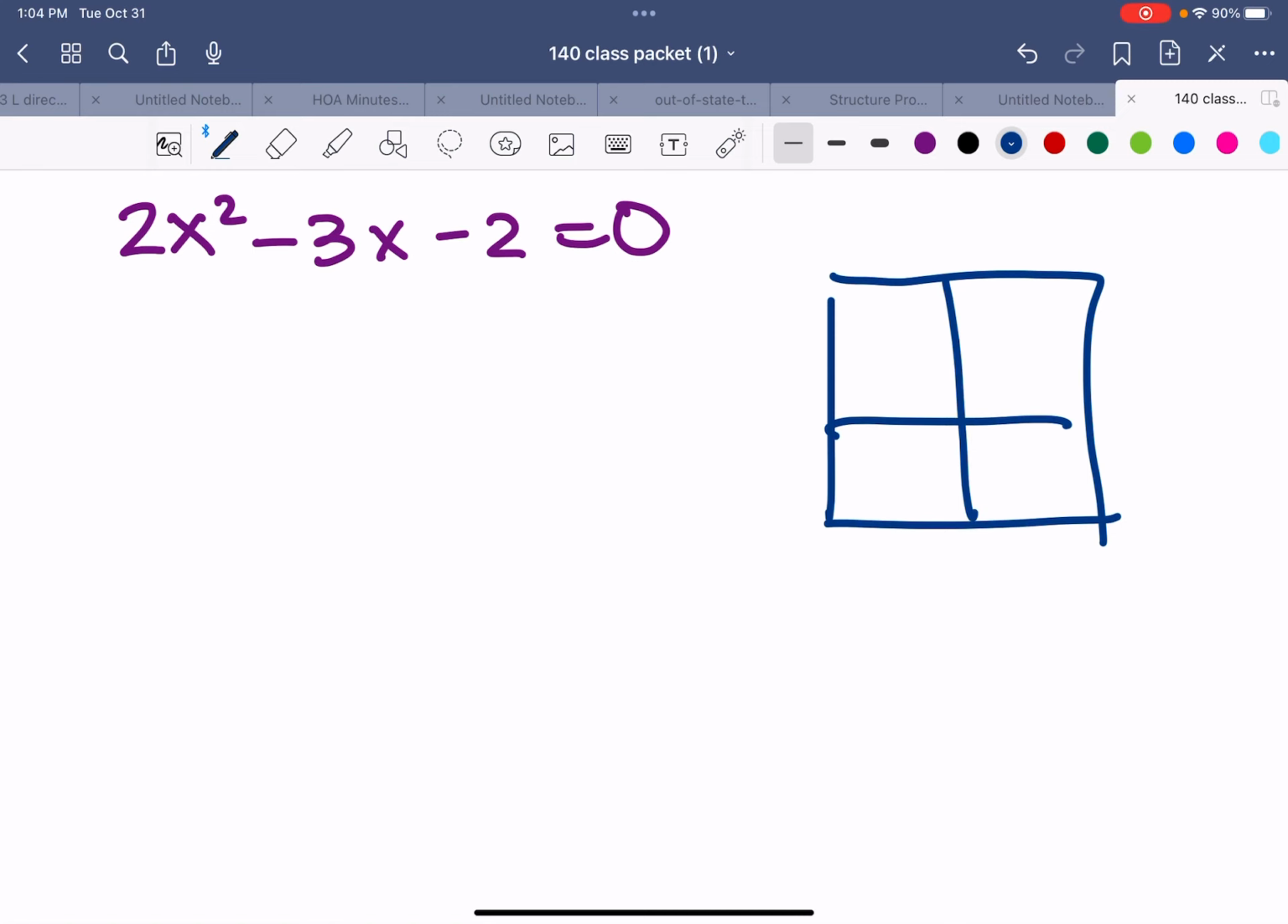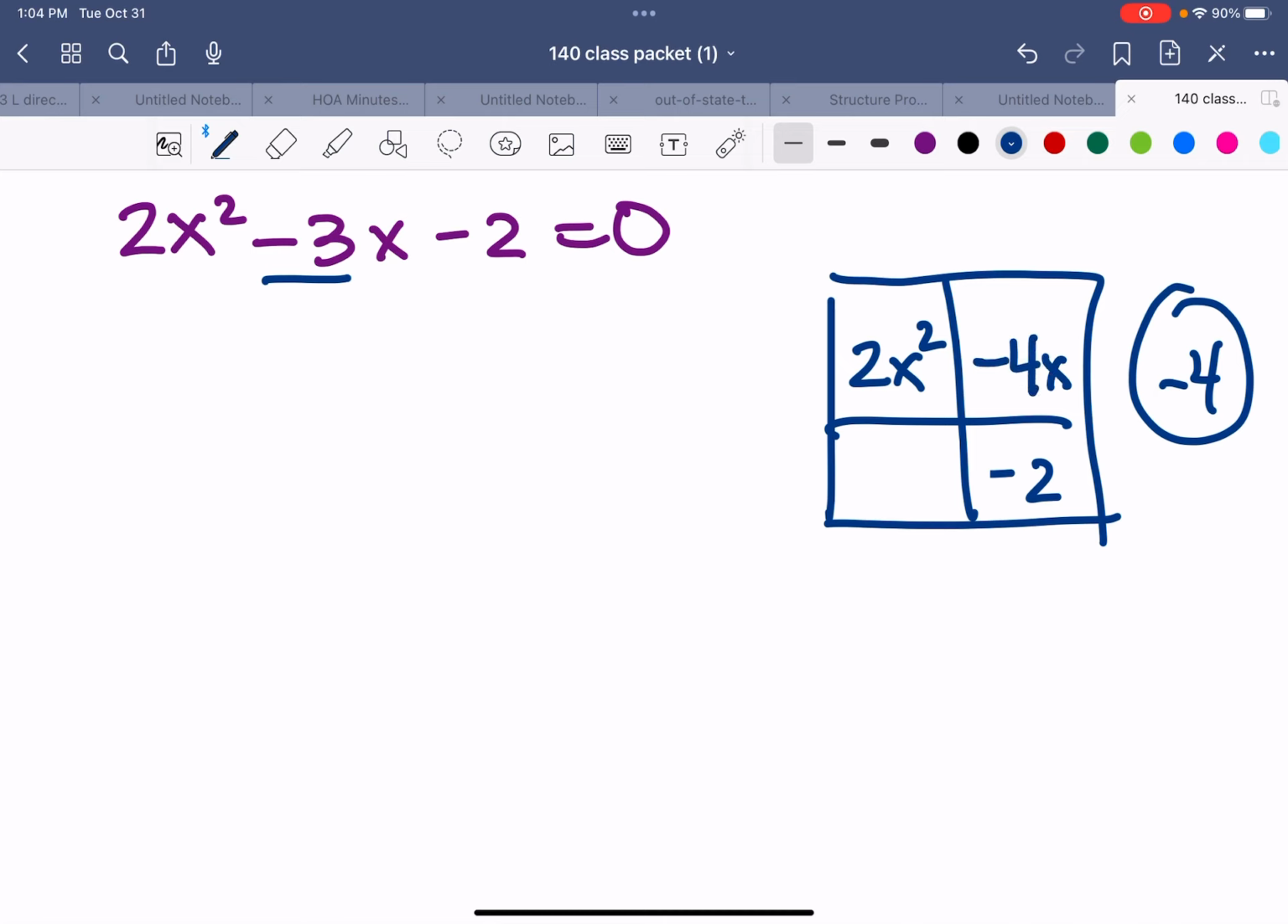So 2x squared minus 2 means my magic number is -4. I need two numbers that multiply to -4 but add to -3. So I'm going to go -4 and 1. And go ahead and factor the box. So this is 2x. And when I take that out, this is also a 2x. This becomes a -2. Uh-oh, this would have to be a 1. Something's not working there for me.